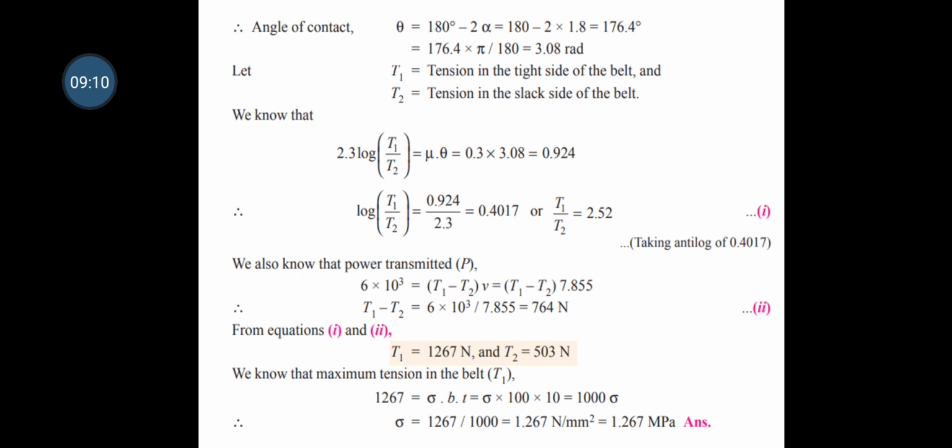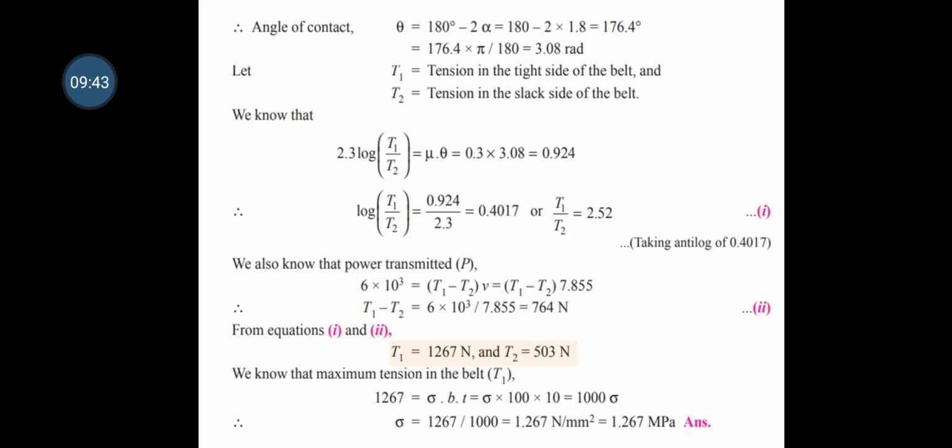We know that the power transmitted P is equal to T1 minus T2 into V. We already know the power transmitted is 6 kilowatt, which is equal to T1 minus T2 into V. By solving this, we find T1 minus T2 is equal to 764 Newton. By solving equations 1 and 2, we get the tension in the tight side T1 is equal to 1267 Newton and T2 is equal to 503 Newton.